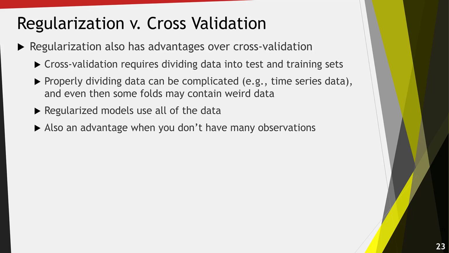Another advantage of regularization is that it uses all of your data all at once. Cross-validation requires dividing your data into training and test sets. Properly dividing your data can be complicated, for example, if you have data that come in a time series, where underlying factors may have changed over time. And even if you do it correctly, some of your cross-validation folds might contain weird data that give you spurious results. Regularized models use all of your data. This means you don't have to worry about complications with the way you divide your data, but it can also be an advantage when you don't have many observations to work with.